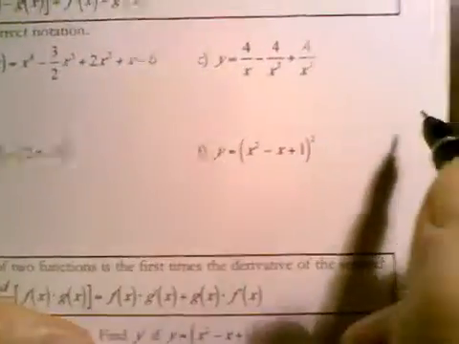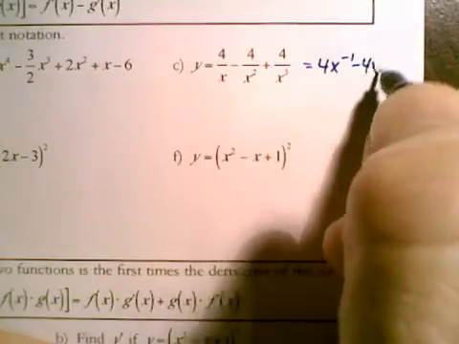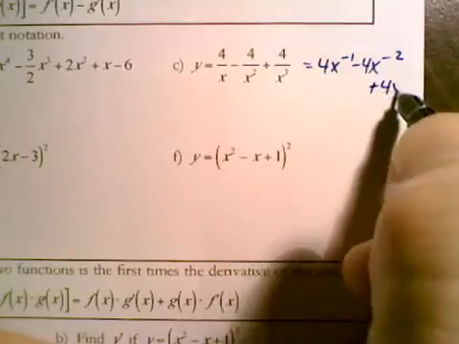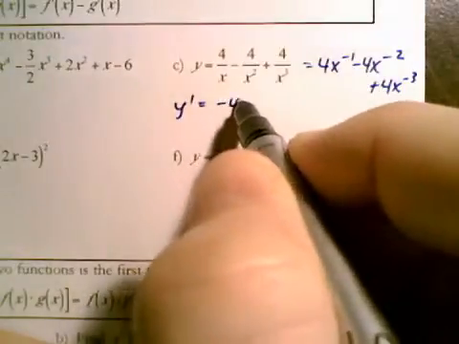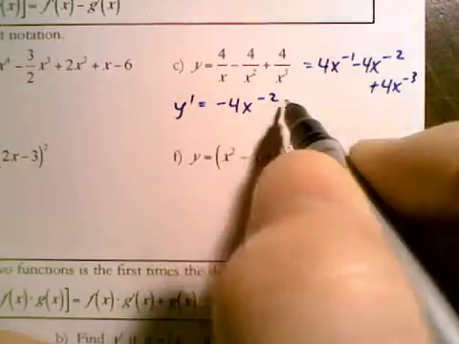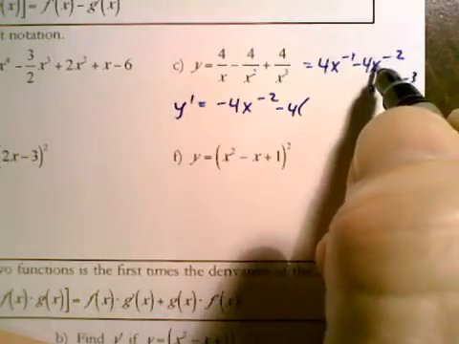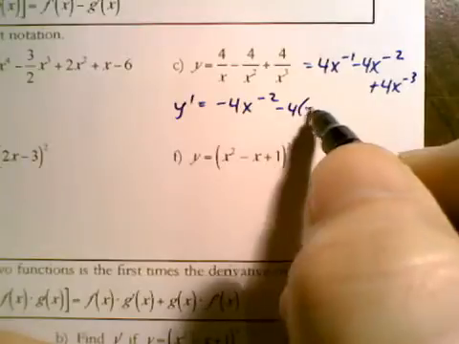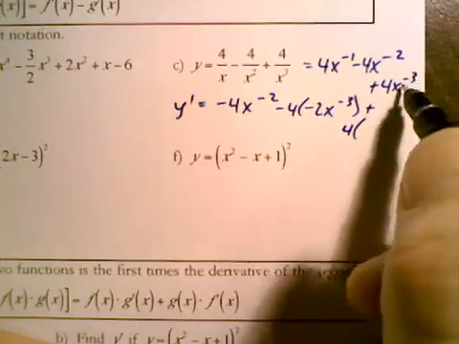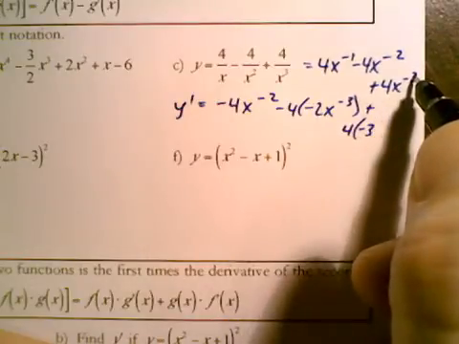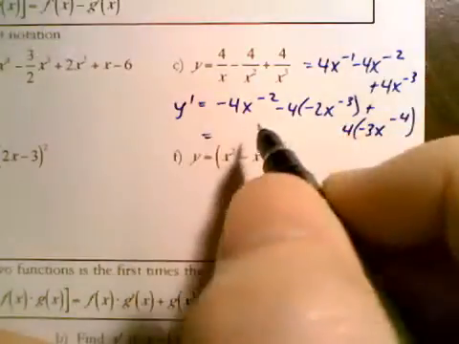Okay, so C, I'm going to rewrite this here as 4x to the negative 1 minus 4x to the negative 2 plus 4x to the negative 3. This one's kind of a pain, but nevertheless, y prime equals, we have negative 1 times 4, which is negative 4x to the negative 1 minus 1, or negative 2. Then we have this minus 4 times the derivative of x to the negative 2, which is negative 2x to the negative 3, plus 4 times negative 3x to the negative 4. So the derivative of x to the negative 3 is negative 3 times x to the negative 3 minus 1, which is negative 4.